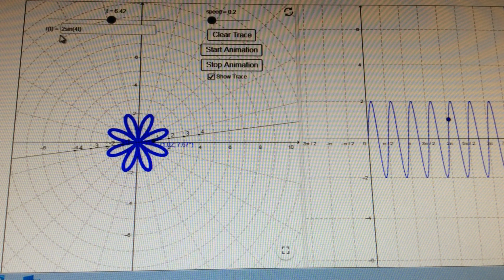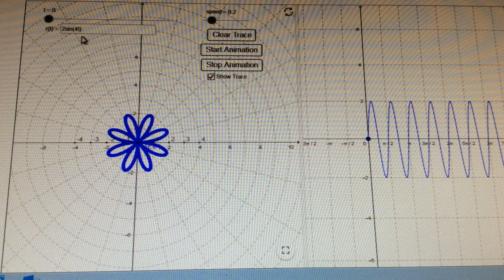I can make this bigger. Hopefully you can see that this 2 here determines the size, and then the 4 determines the frequency of the trig function, which relates to the number of petals. The symmetry here, since it's a sine, the symmetry is over... actually, this one happens to be symmetric in both.